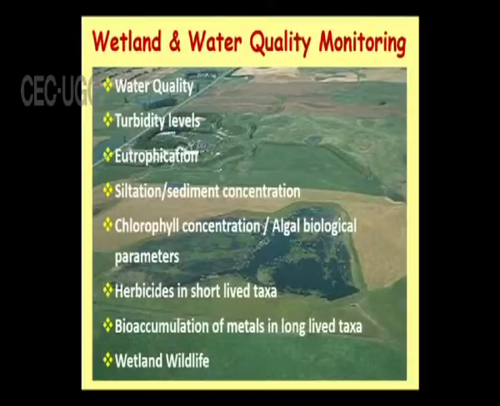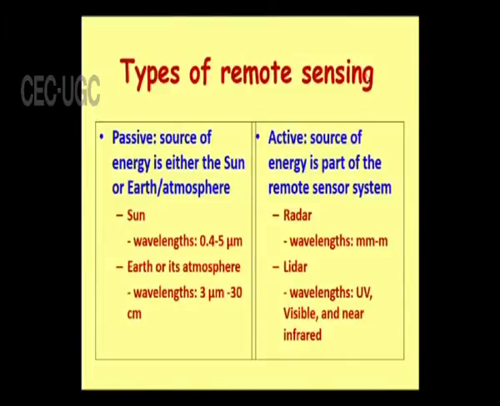Taxa means the organism, and the herbicide in short-lived, certain organisms are short-living, for example, some small fishes, and the bioaccumulation of metals in long-lived, because most of these ecosystems are connected with the nearby factories and all, and therefore the lead, arsenic, copper, nickel, all these are taken by the plants, and from the plants they are transferred into the animals, and from small animals transferred into the big animal, and that is called the bioaccumulation, and we have to analyze the bioaccumulation concentration also. So, when we are imaging the wetland ecosystem, these are all the parameters that we have to observe.